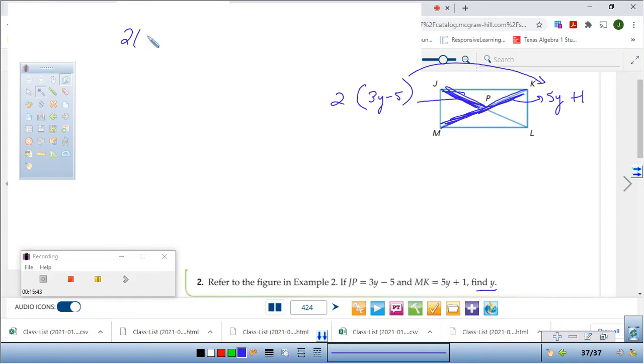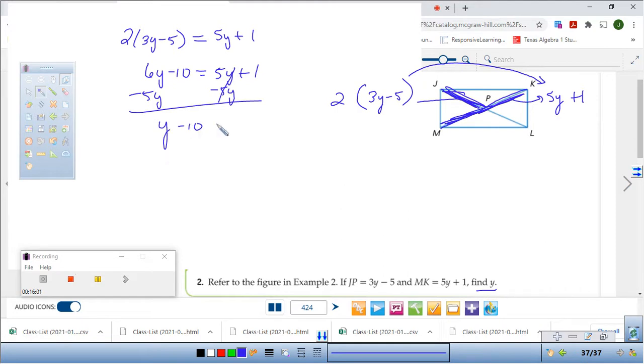So I'm going to get 2 times 3y minus 5 is equal to 5y plus 1. And work it up from there. 6y minus 10 is equal to 5y plus 1, minus 5y. Cancels here. We're going to go with y minus 10 is equal to 1. We're going to add 10. We're going to go with y is equal to 11. And there it is. What do y'all think? Not too bad? Pretty easy?